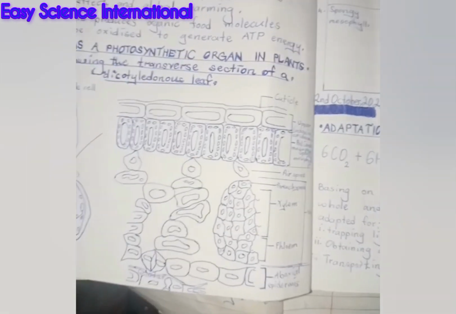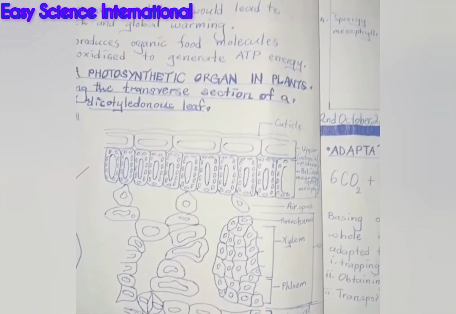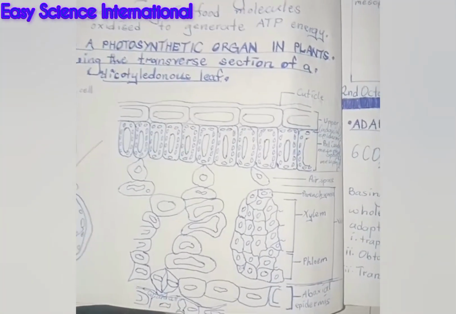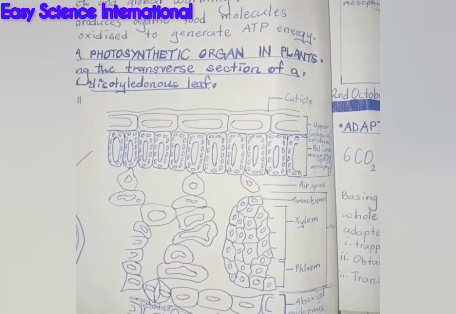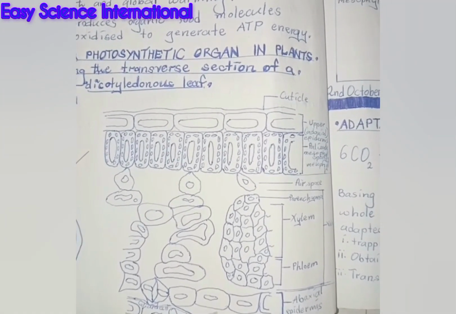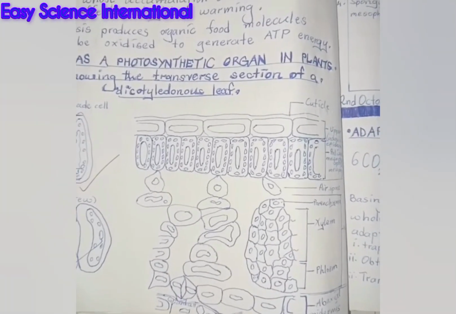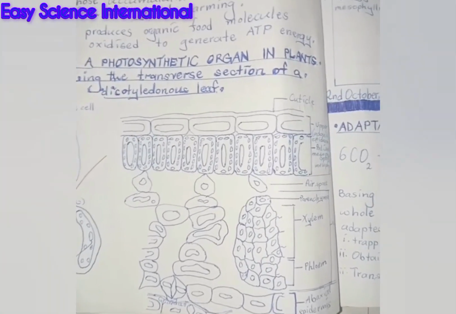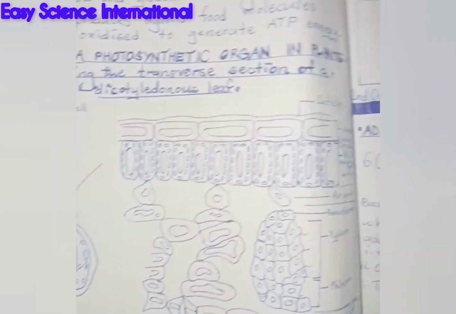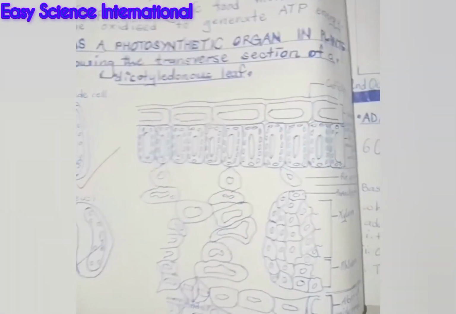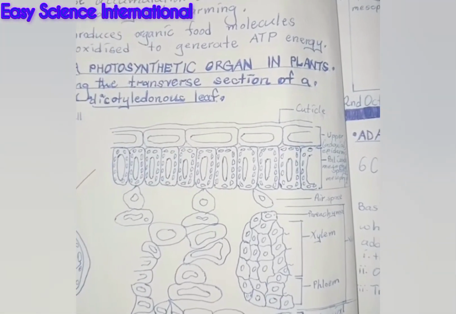We can see that at the uppermost part is the cuticle. That cuticle is transparent. It is waxy. It's made up of wax, so it can allow light to penetrate. Then there is the upper adaxial epidermis. Then beneath that is the palisade mesophyll layer. This is made up of numerous palisade cells which are layered like bricks of a house, such that they can trap all the light rays that penetrate through the cuticle and the upper adaxial epidermis.